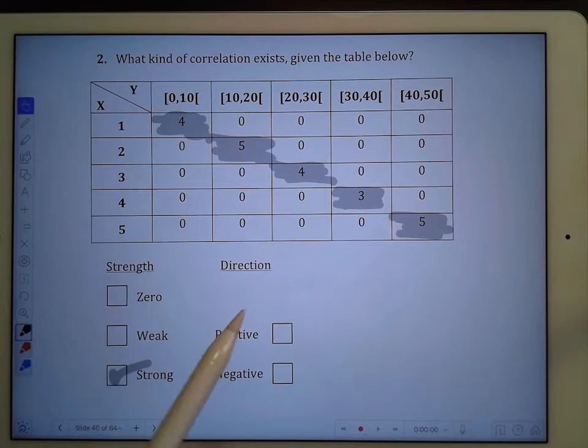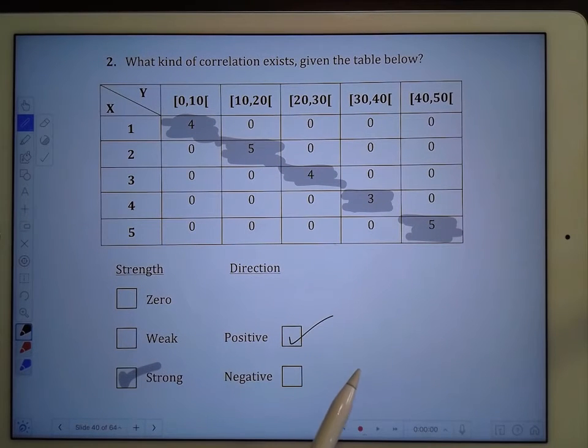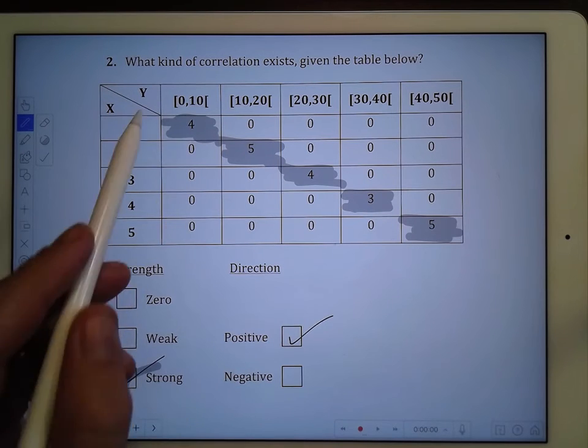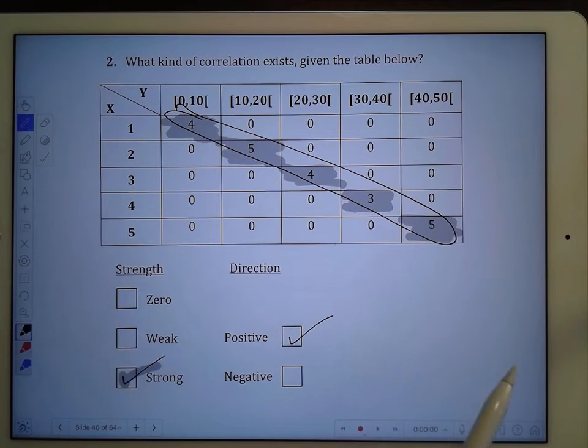So don't get fooled when you're dealing with a contingency table. Don't get tempted to call that a negative. Turn it sideways and you'll see that it's in fact a positive correlation being disguised a little bit.